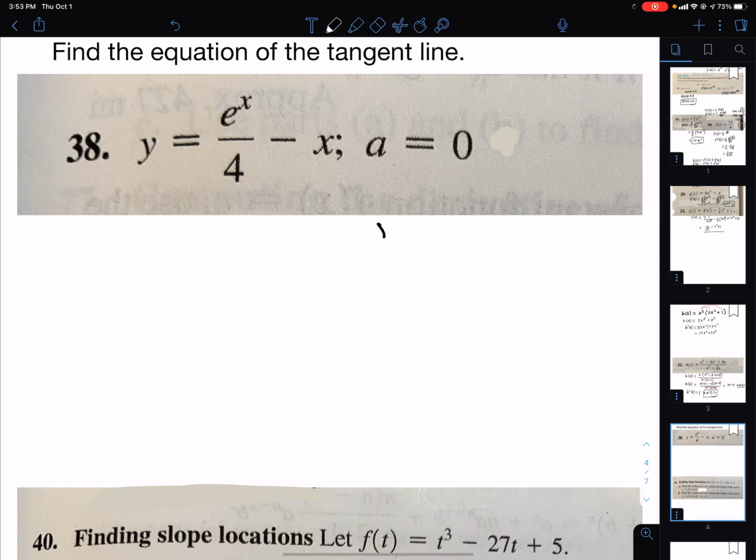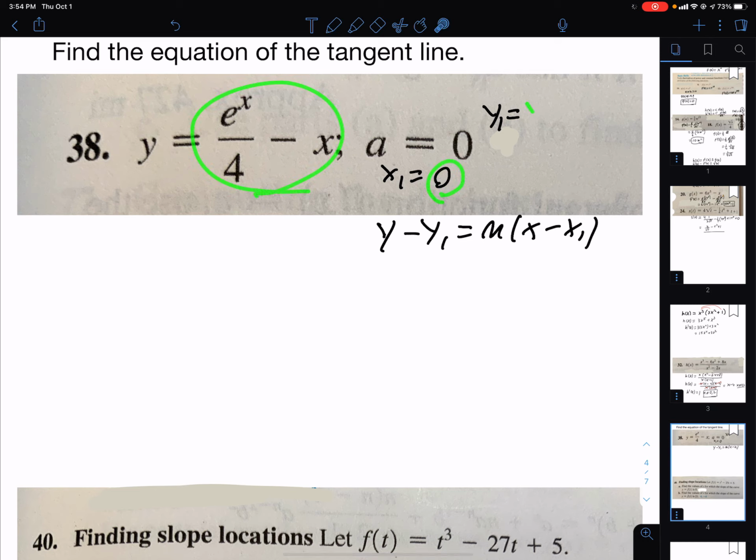Equation of a tangent line. You should think this is the equation of a line if I know two things, the slope and a point it goes through. Well, they're telling me a point it goes through is 0. That's my x1. How do I find y1? I plug my x coordinate into the function to get the y coordinate. So it's going to be y of 0, which is e to the 0 over 4 minus 0. But e to the 0 is 1. So y1 is 1/4.